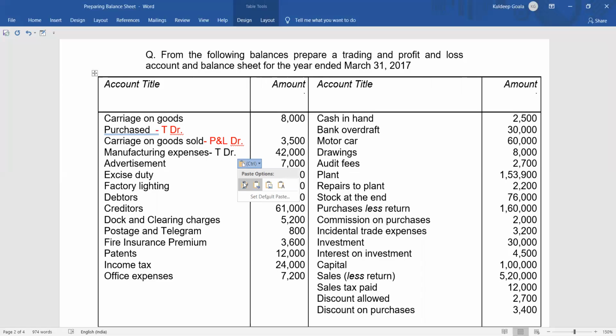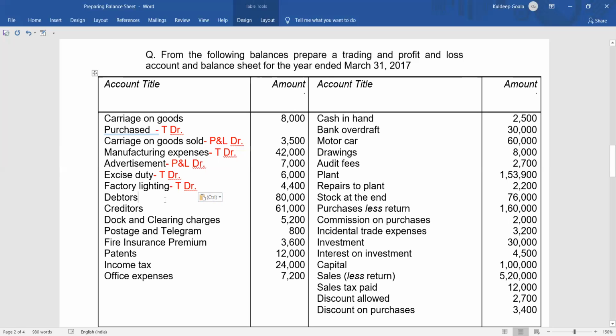Then coming to the next one, advertisement. Advertisement will come in the profit and loss account. Then excise duty. Excise duty refers to the charges you pay for bringing the goods into your business for production. That is why it will come in the trading account debit side. Then coming to the next one, factory lighting, again trading account debit side.